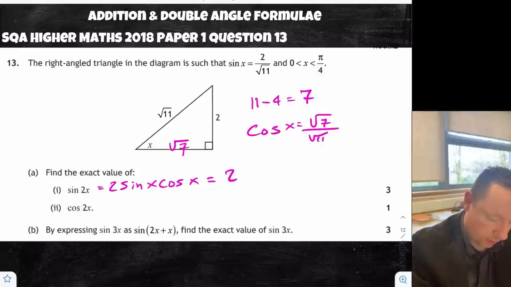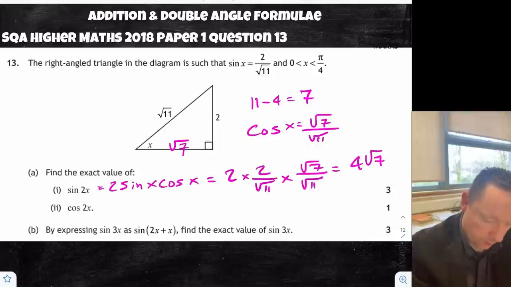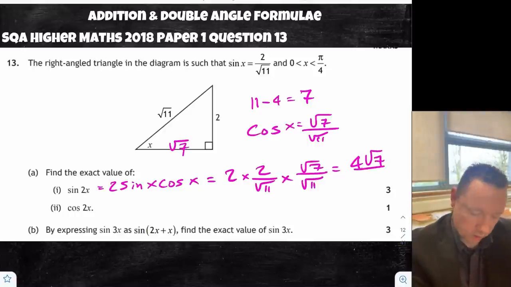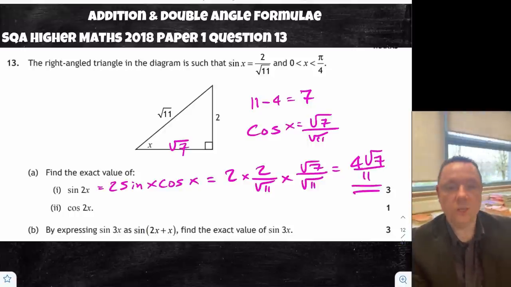So that's 2 times 2 over root 11 times root 7 over root 11. 2 times 2 is 4, so I get 4 root 7 on the top. Root 11 times root 11 is just 11. So 4 root 7 over 11.